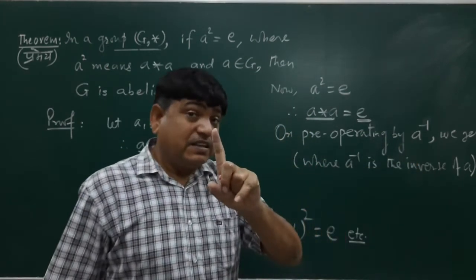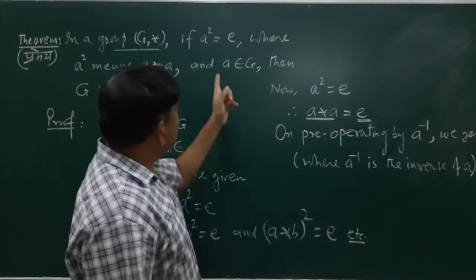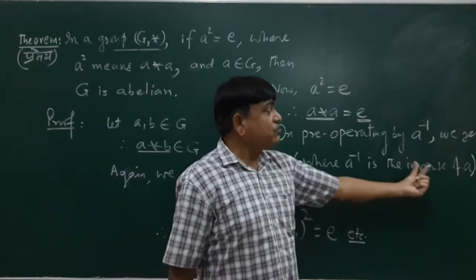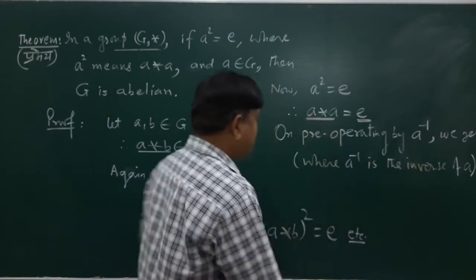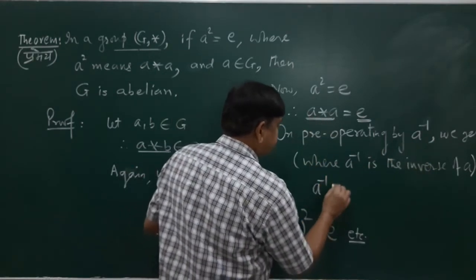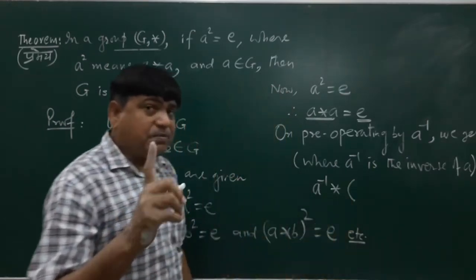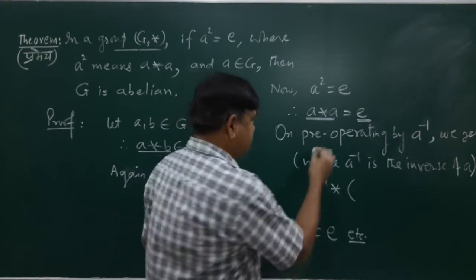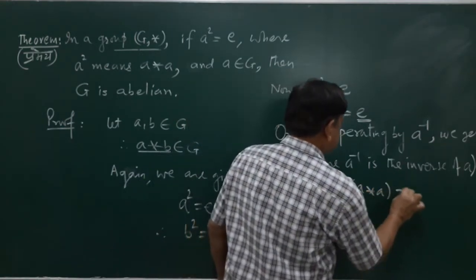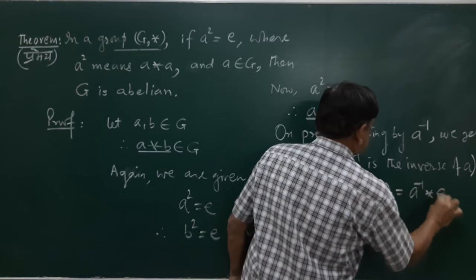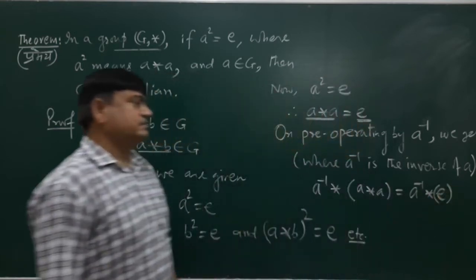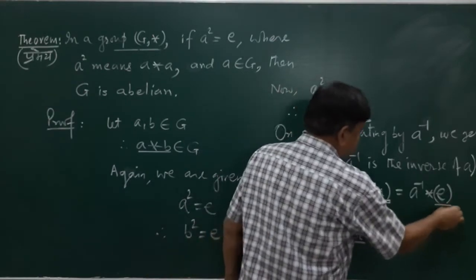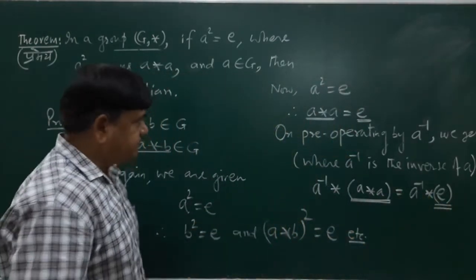Since G is a group and A belongs to G, therefore the inverse exists. So A inverse is the inverse of A, and we are operating with it. Always remember, when we operate, we write the symbol of binary composition. This is the left hand side, this is the right hand side. We operate on both sides of the equation.